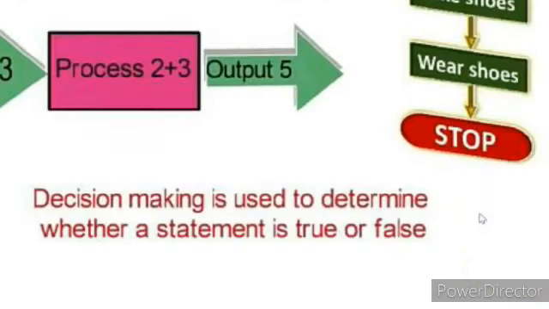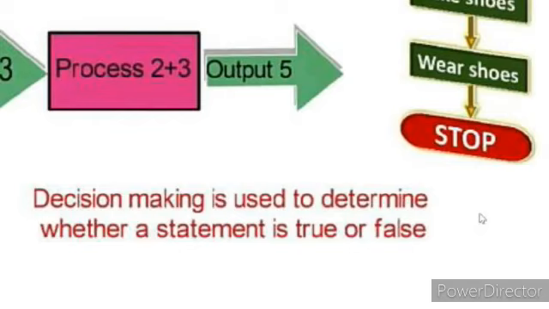And the fourth one is decision making. Decision making is used to determine whether a statement is true or false. And according to that, we have to take a decision.